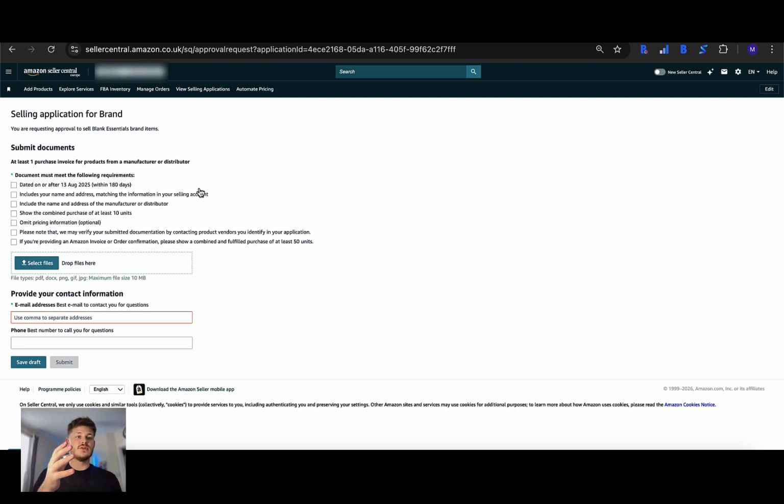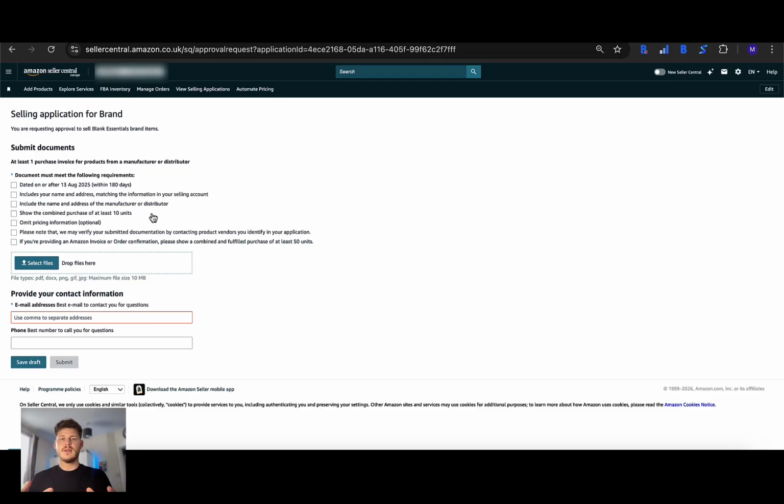You need to submit documents and an invoice. And this is what a lot of them look like. It's got to be recent, in the last 180 days. Include your name and address, matching the information in your selling account, include the name and address of the manufacturer or distributor, and show the combined price of at least 10 units.